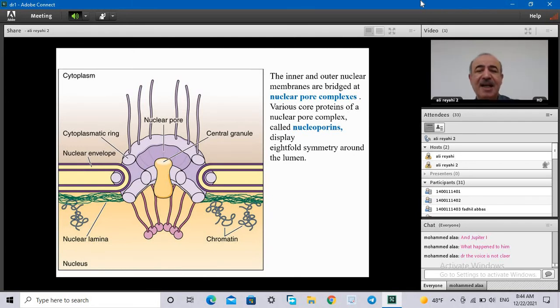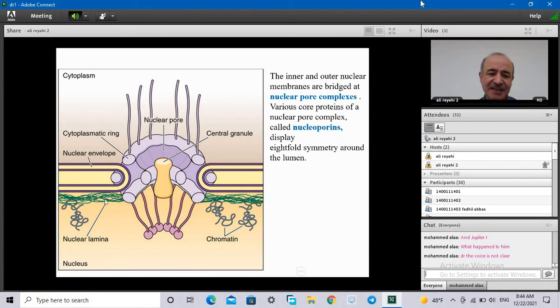Proteins can help the transport of the molecule. For example, importing protein helps the entrance of the molecule into the nucleus, and exporting protein can help the exit of the molecules from the nucleus to the cytoplasm.